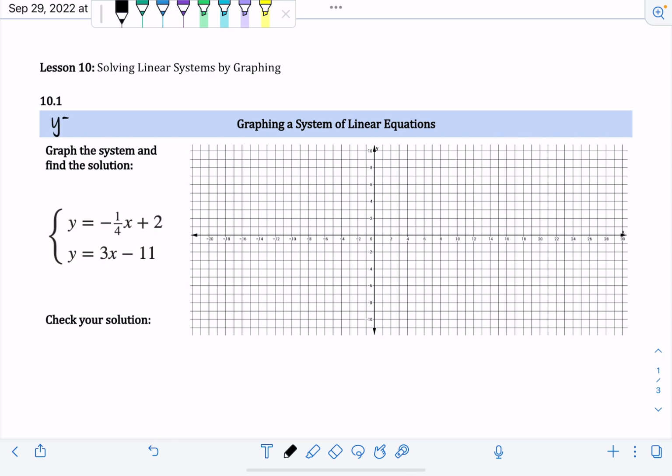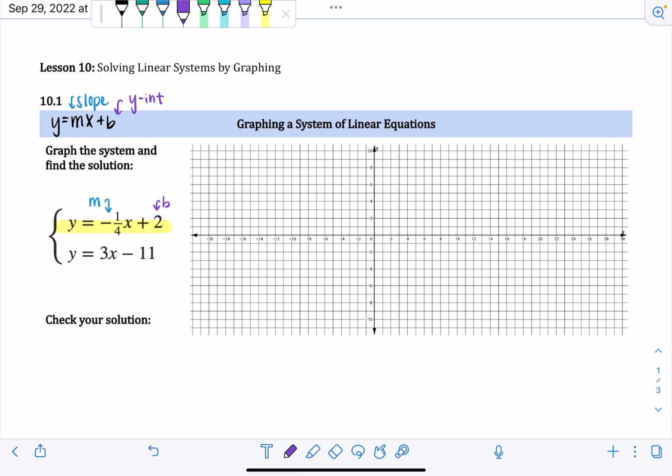So that's our y equals mx plus b, where m is the slope and b is the y-intercept. If we look at the first equation, y equals negative 1/4 x plus 2. To find the slope, we look at the number that's being multiplied by x, so that's negative 1/4. To find our y-intercept, we look at the constant term, which is the number without the variable being multiplied by it, so ours is 2.